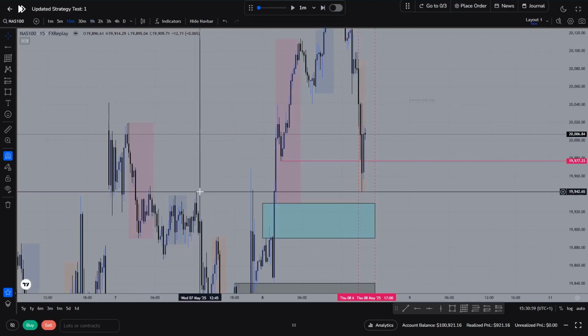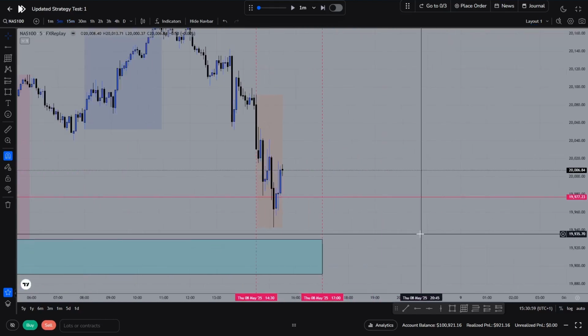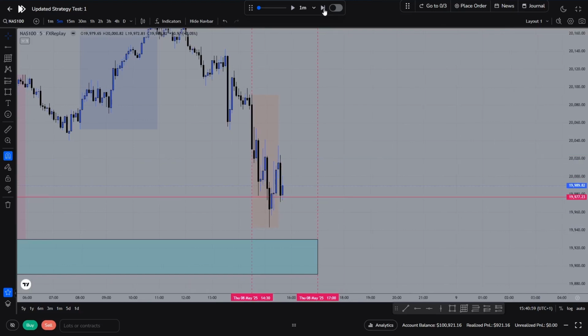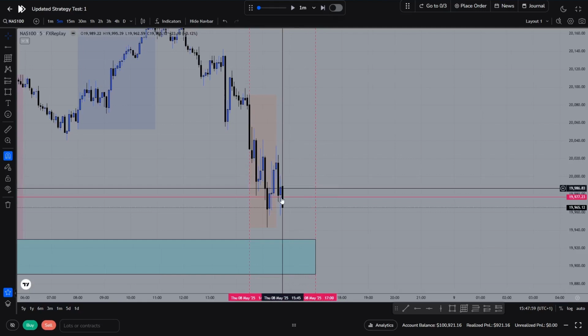15 minute. Don't know what that tapped into. 5 minute. I don't know what price is doing, but it's too close to that FVG not to want to come tap it. Come tap that FVG for me. Come sweep this low for me.